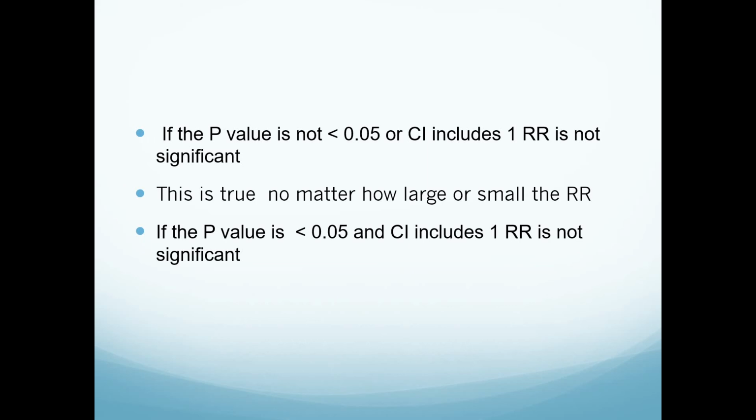When we are going to interpret the relative risk, we said we have to look at the confidence interval. At the same time, we have to look at the p-value. So if the p-value is not less than 0.05, or the confidence interval crosses the line of no difference, which is 1 in relative risk, this study is not significant no matter how large or small it is. But even if the p-value is less than 0.05, if the confidence interval crosses the line of no difference, which is 1, the study will still be considered insignificant.